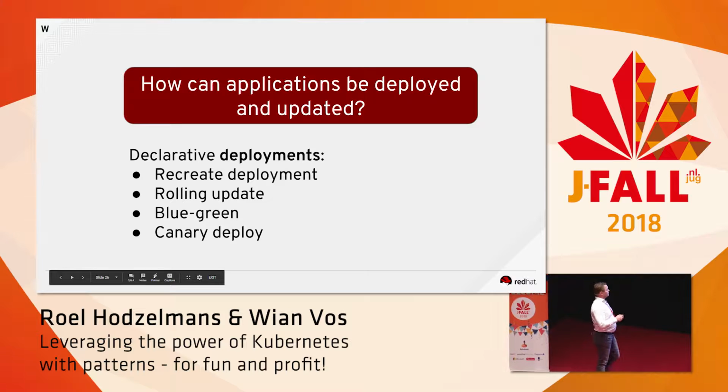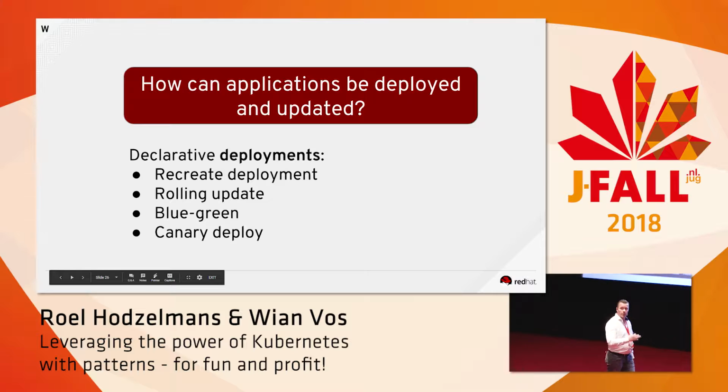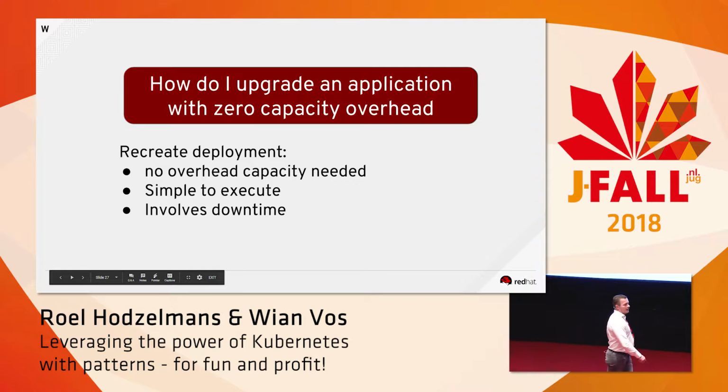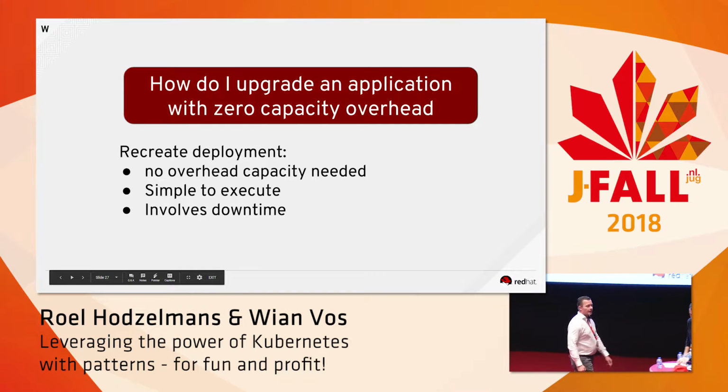Now, oh, I see we have an old slide. Right, so I basically have 3 patterns. Please ignore the last one. We have 3. We have the create deployment, we have the rolling update, and we have a blue-green deployment that comes standard with Kubernetes. The first one is, well, how do I upgrade an application with 0 capacity overhead?